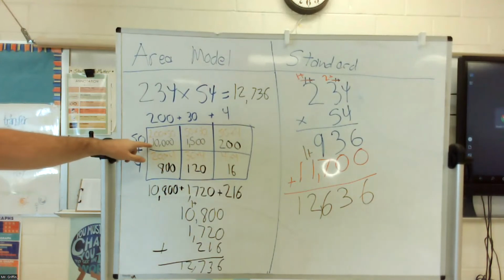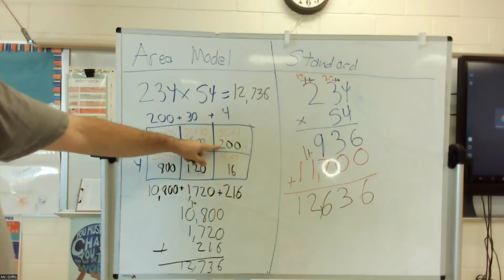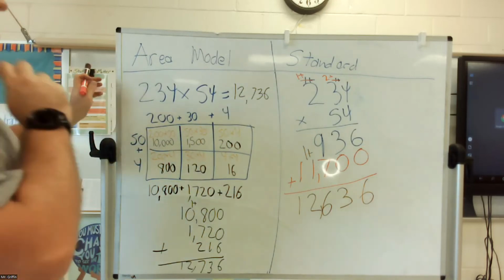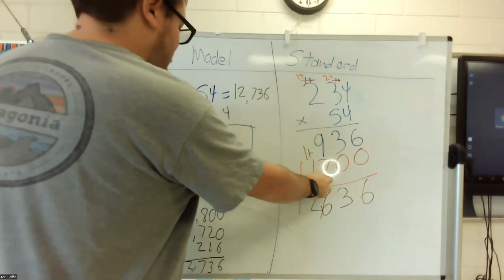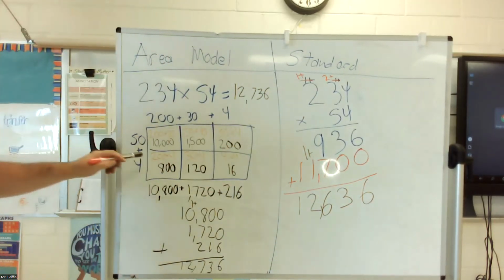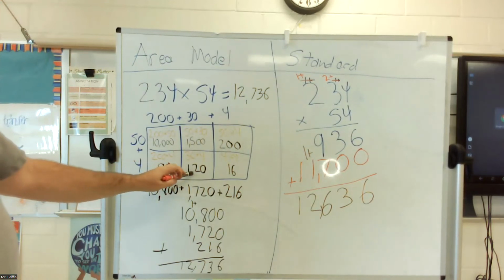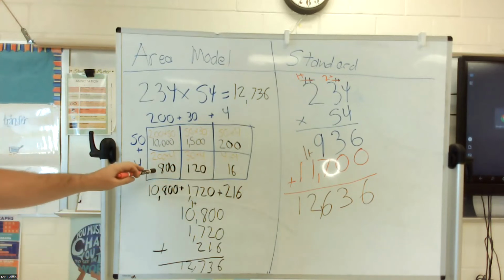10,000, 1,500, 200. Okay, that's correct. Let's look at my second row. And I notice if I add these 3 together, it equals 11,700. So top row is good. Bottom row, 800. Okay. 120, 16. Okay.